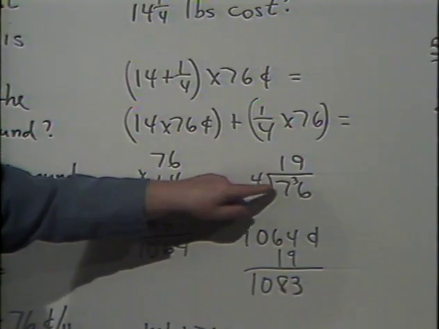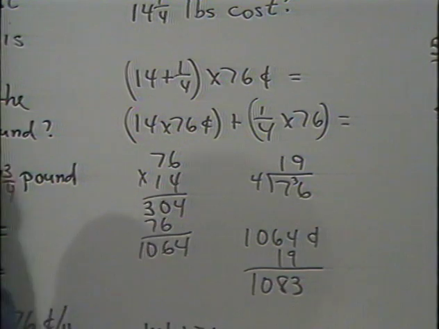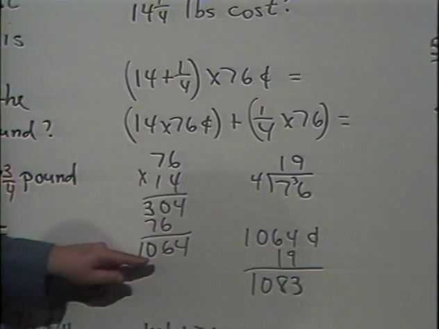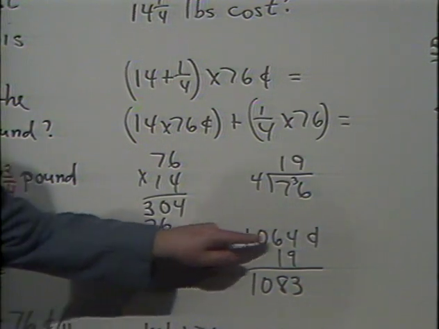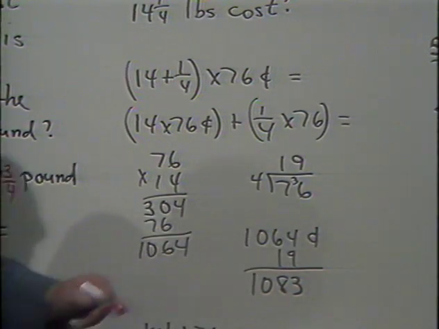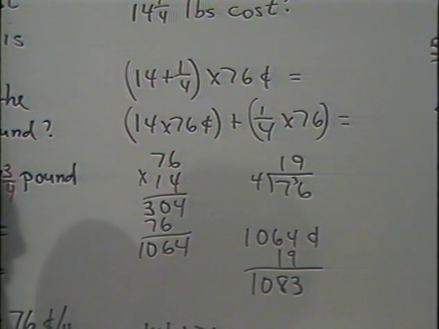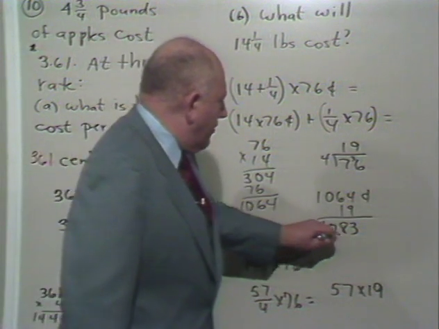4 goes into 76. Let's see. 4 into 7 once with the remainder of 3. 4 into 36, 9. So that's 19. So the 14 pounds cost you 1,064 cents. The 1/4 pound cost you 19 cents. Altogether, it cost you 1,083 cents, which we often write as what?